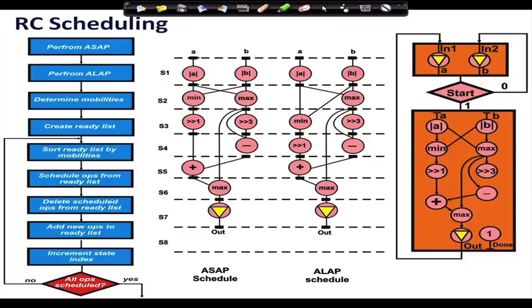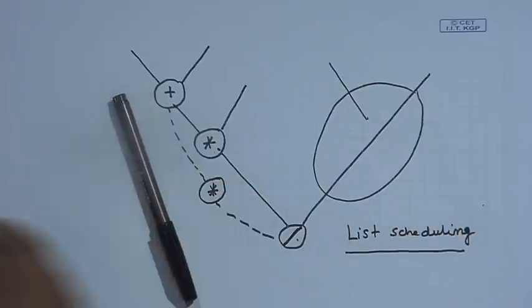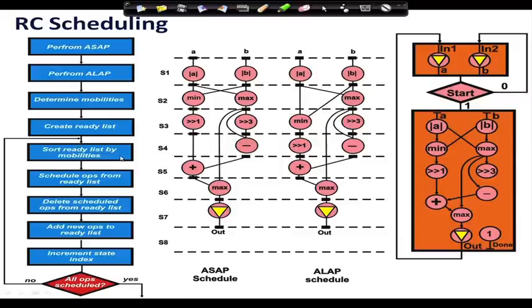So, the list will be based on the mobilities. I sort the ready list by mobilities, then I schedule the operations from the ready list. Ready list means the list that I have made. Once I schedule them, I delete them and then add new operators. Once I schedule them, they are scheduled. So, that is the ready list.